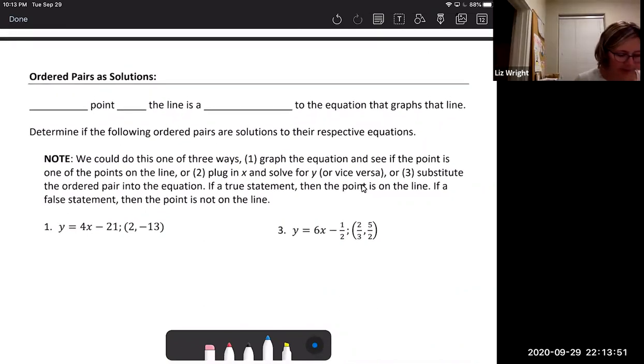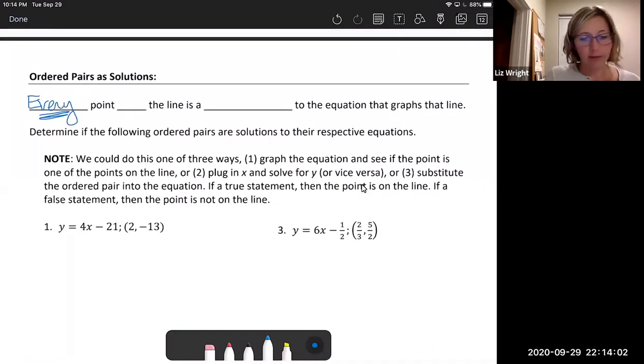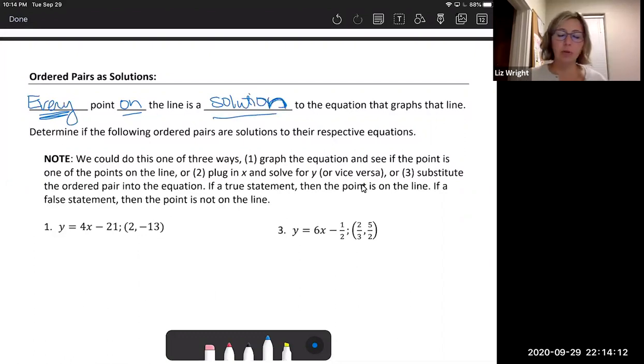And so what we're going to fill in the blanks there is that every point on the line is a solution to the equation that graphs that line.